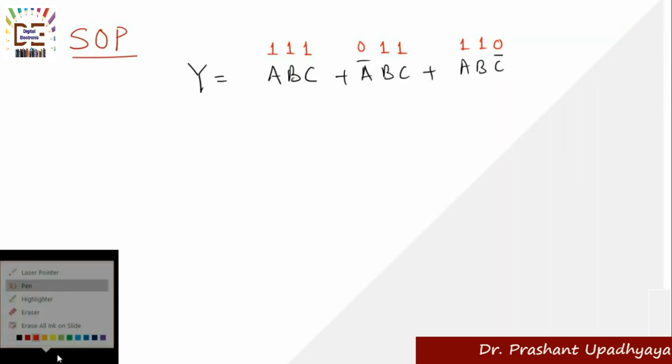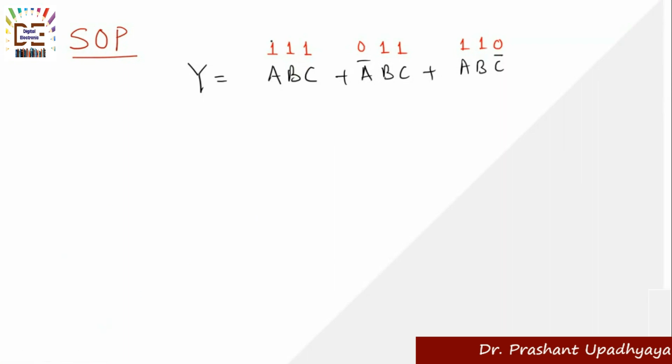So what will be the equivalent of this? Can you tell me? First, we have 1, 1, 1, that is 7. This will be 3, and this will be 6.